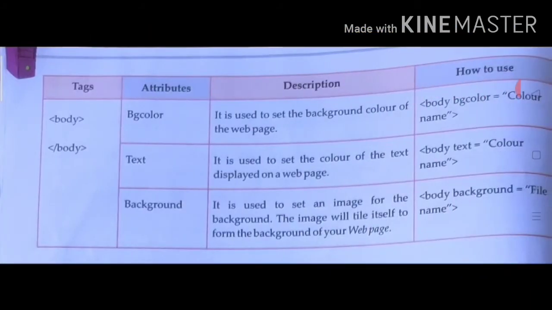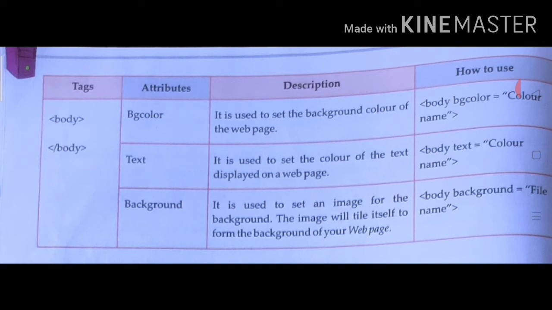Now here, in tabular format, is what the attribute is and how to use it. In the head of the table: tag, attribute, description, how to use. What is the tag? Body tag, with a beginning tag and an ending tag. Attributes are what you add with the body tag. First is bgcolor, second is text, third is background.